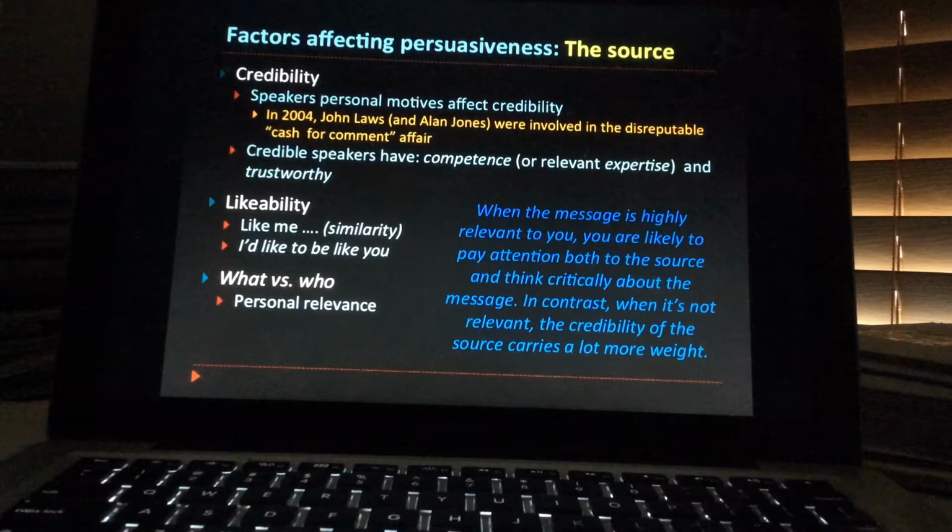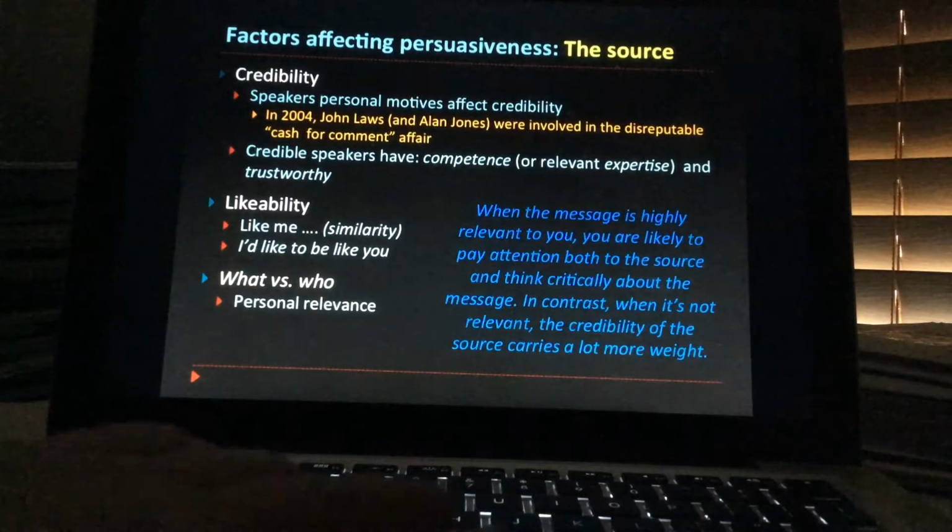So if someone's trying to sell you something that you don't care anything about, but you need to do it, let's say you're forced to have car insurance. That's a bad example. If you and your partner need to get car insurance for your car, but you don't have a license, so you don't drive the car, it's not really relevant to you personally. In this case, you're going to be paying a lot more attention to the credibility of the source, the person selling you the insurance. Whereas if you were the person driving the car, you would be more interested in both the source, the features of the person selling it to you, but also the message. So what's involved in it, what exactly does it cover you for, these sorts of things.